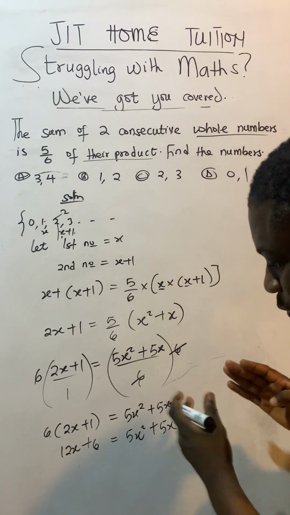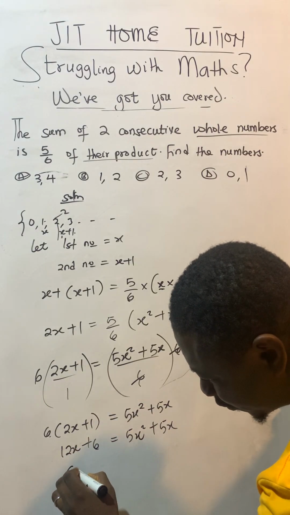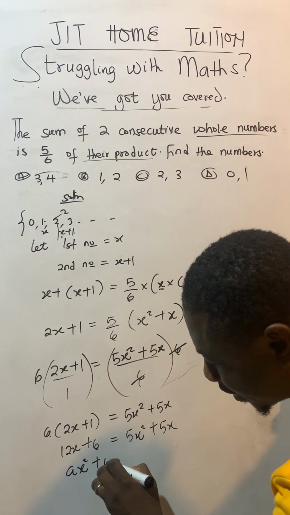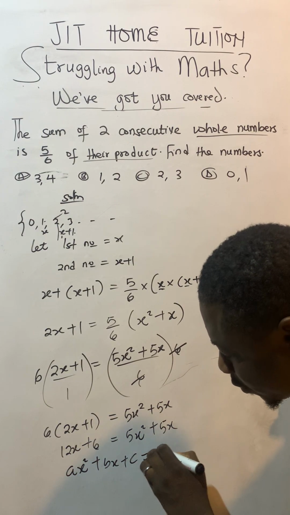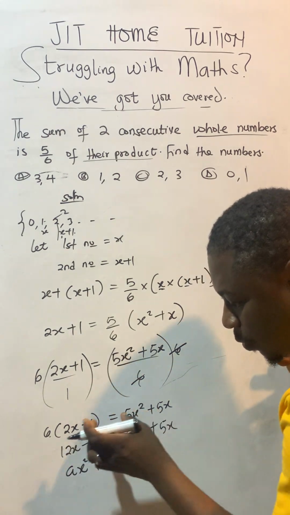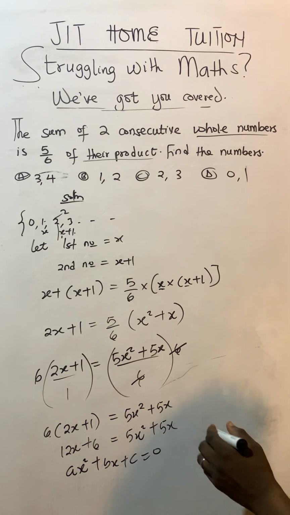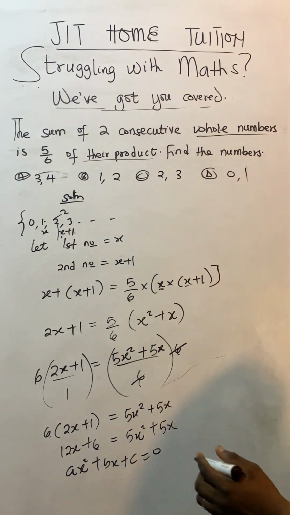Because of this square, it is a quadratic equation, which is in the form ax squared plus bx plus c equal to 0. So you are going to rewrite the whole of this in this form. Now let's watch it. Let's come to this side.